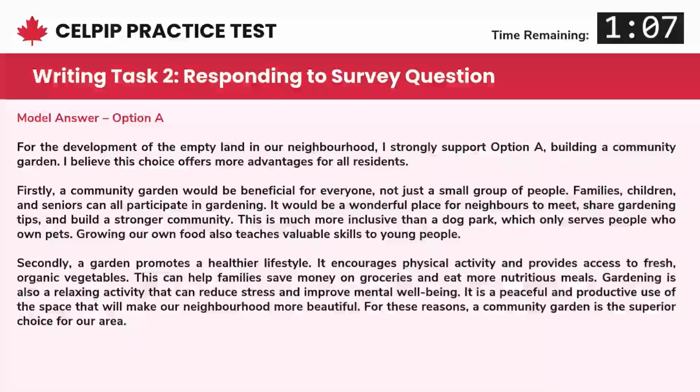The writer immediately states their preference for option A in the opening sentence. The response then provides two distinct reasons to support this choice. It explains that a garden is beneficial for everyone, and that it promotes a healthier lifestyle. These points directly address why the garden is a good idea for the whole community, which is a key part of a strong survey response.